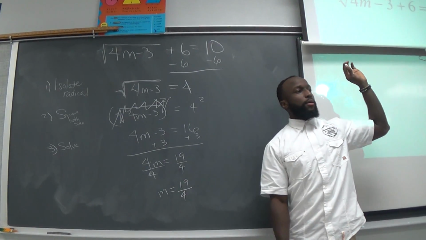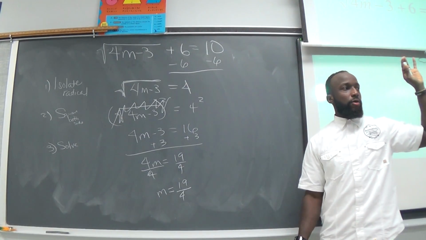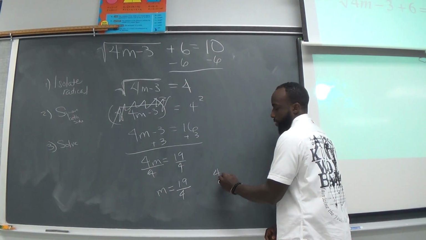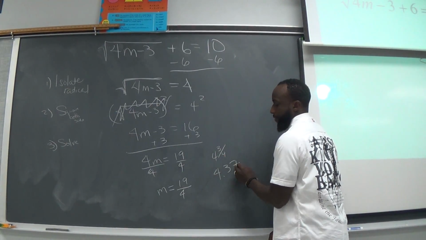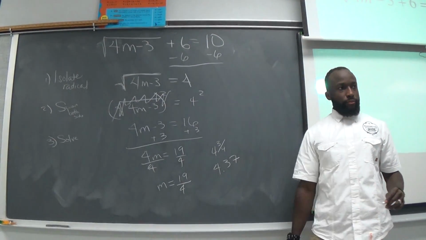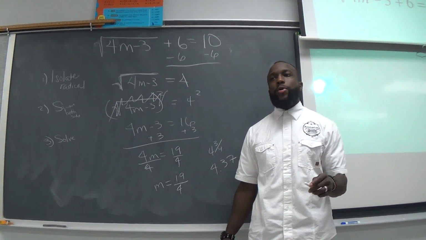How many students had that? Good. 19 over 4 or what? 4 and 3/4? 4 and 3/4, right? Alright, let's try one more.